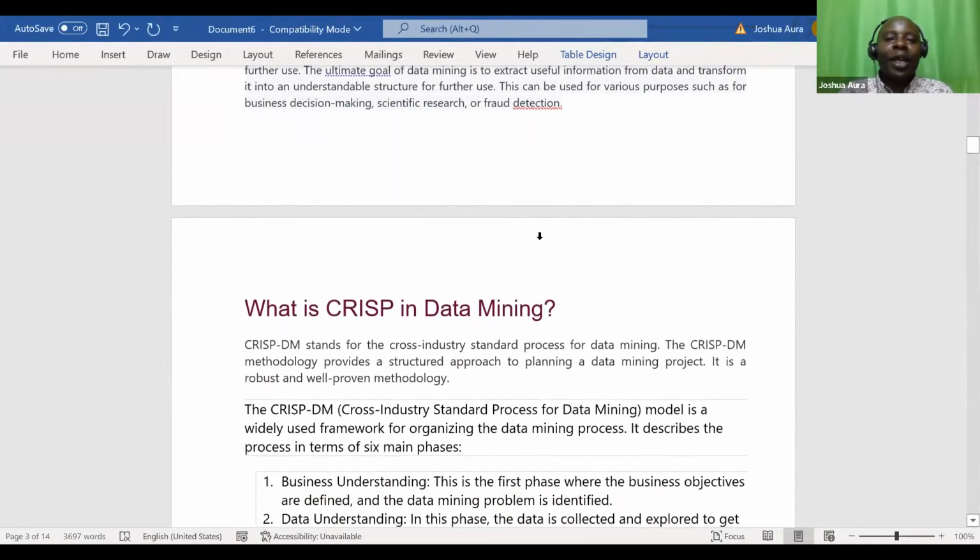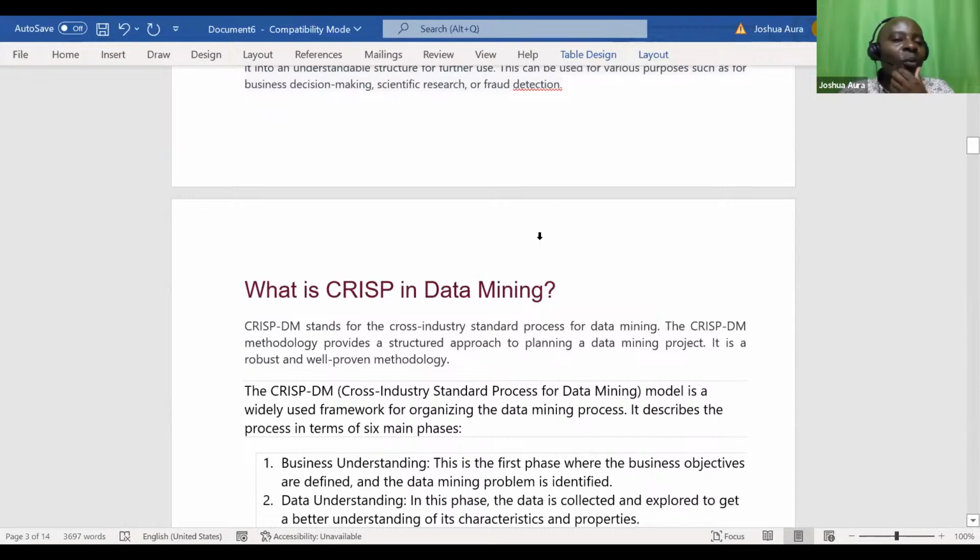Now, ladies and gentlemen, we shall be using a very special model here to mine data. It's called the cross-industry standard process. That standard process which cuts across all industries, common to all industries, right? So this is CRISP-DM, where DM stands for data mining. CRISP is the cross-industry standard process. So CRISP-DM stands for the cross-industry standard process for data mining.